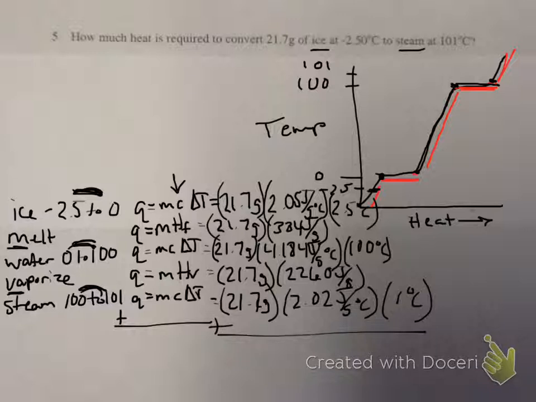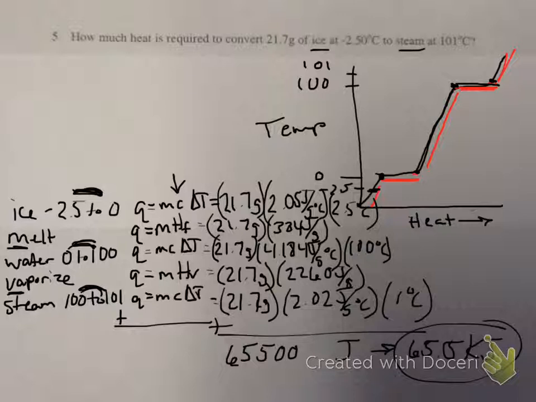I'm going to put all this in my calculator and add all my Q's together. The answer will come out in joules, which I'll probably convert to kilojoules. When I add it all up together, I get 65,500 joules, which is 65.5 kilojoules. And that is the amount of heat it takes to convert ice to steam at 101, including the energy it takes to go through the phase changes and break those attractive forces.